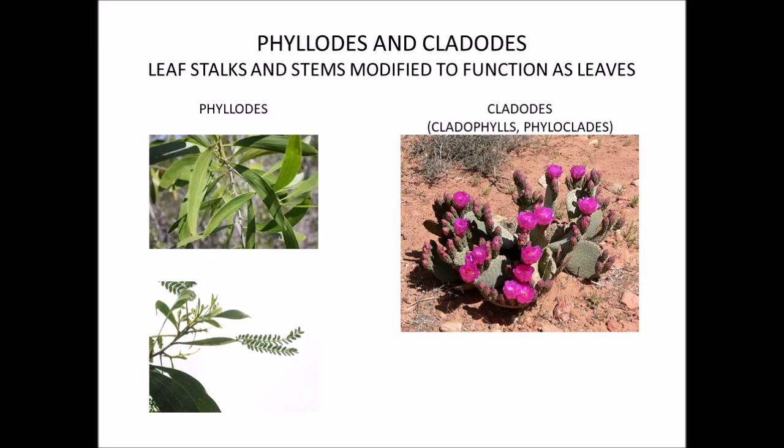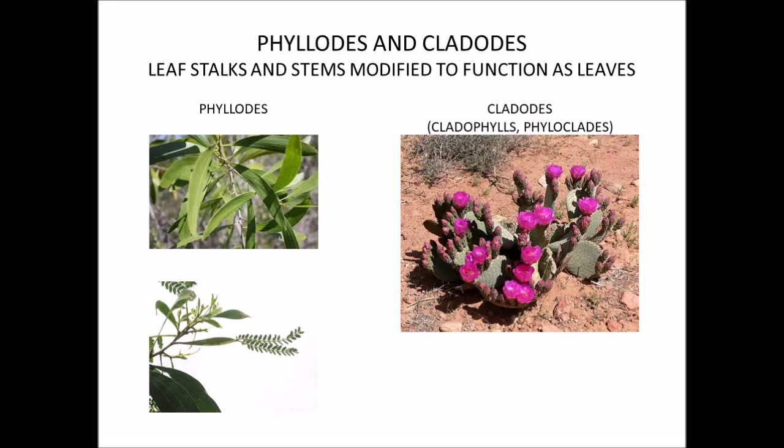You can see in the diagram below the flattened leaf structure, or the petiole, which is flattened, and then there's an extension with these tiny little compound leaves. Those compound leaves are the real leaf parts. They don't always develop in plants that have phyllodes, but they can. So a phyllode basically is a leaf stalk that has taken over the function of photosynthesis.